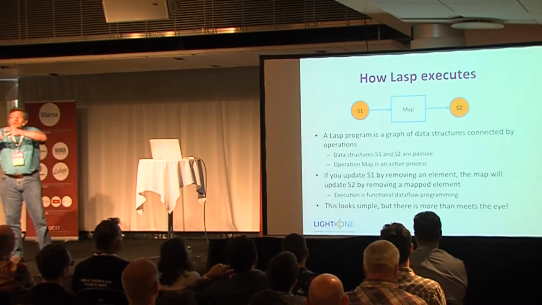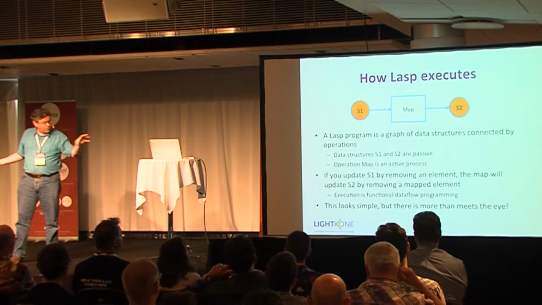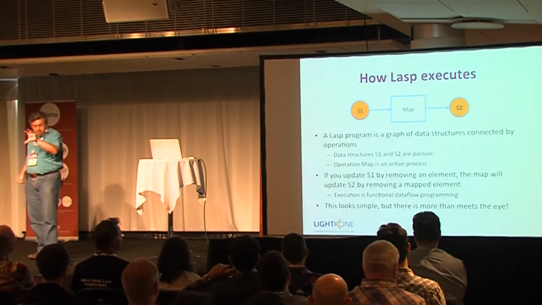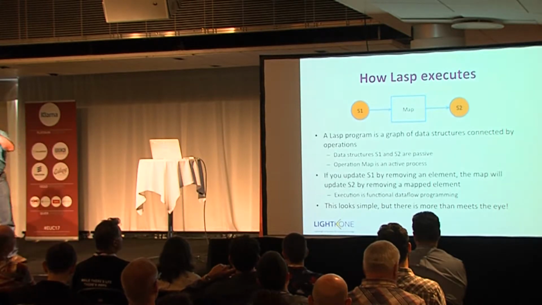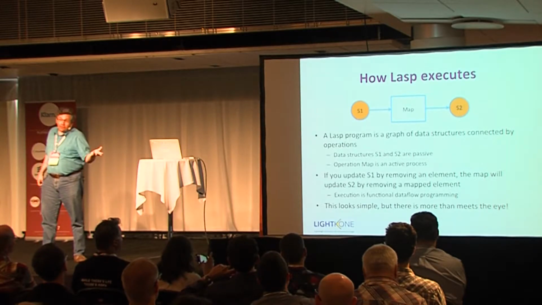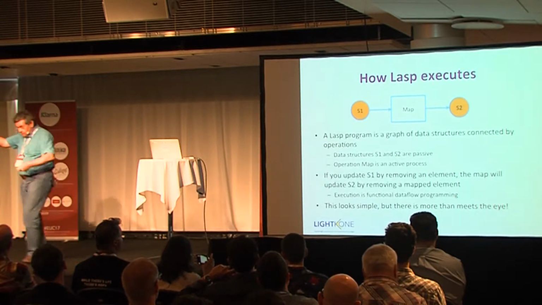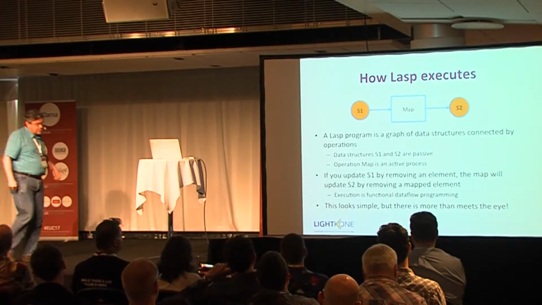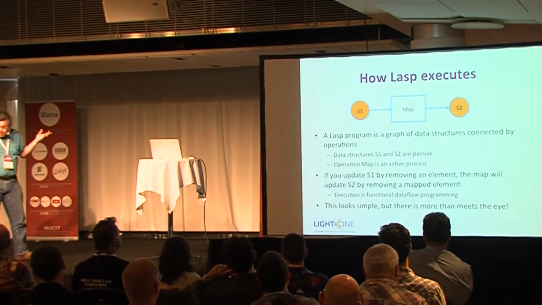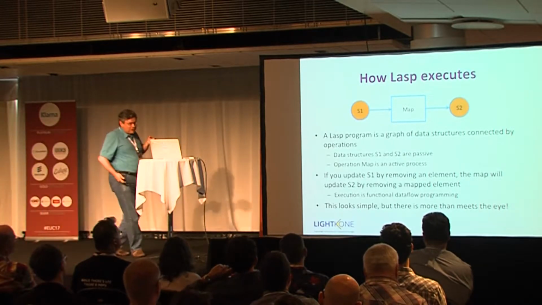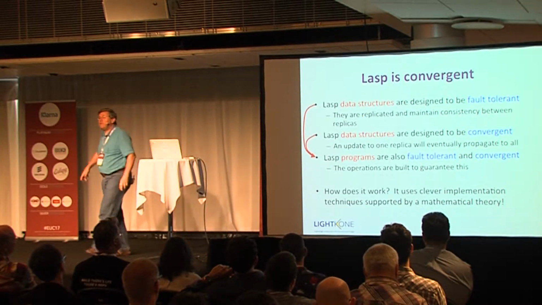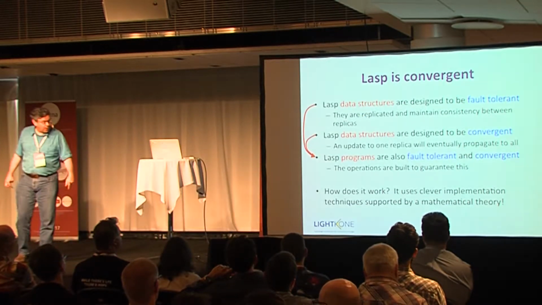So basically, in general, you have a whole graph of these data structures. You have the data structures, the processes connecting them. The map operation here is active. It's an active process. And if you add one element to S1, then the map will activate and add an element to S2. It's like functional data flow programming. This seems very simple, right? Actually, when you do this, you've got it all. You've got convergent computation the way I just mentioned a few minutes ago.